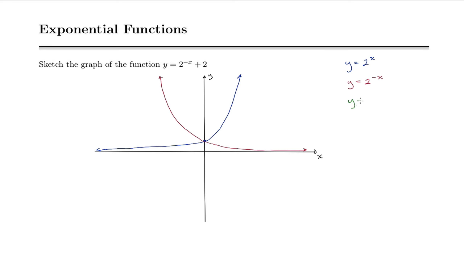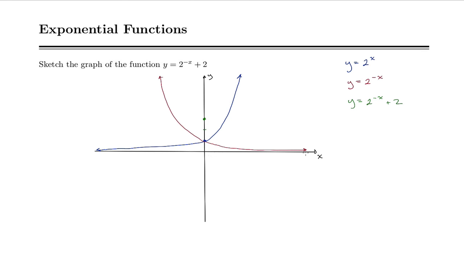Finally, we have y equals 2 to the negative x plus 2. So that takes our function and adds 2 to it. When you add a number to an entire function, it simply shifts that function up that many. So we're moving up 2. So we were at 1. There's 2. There's 3. So now it's going to go through that point.